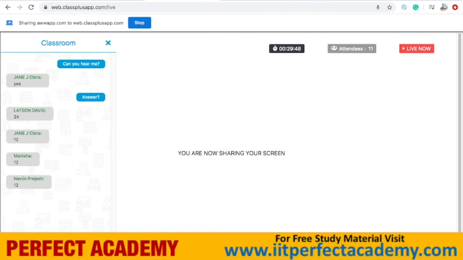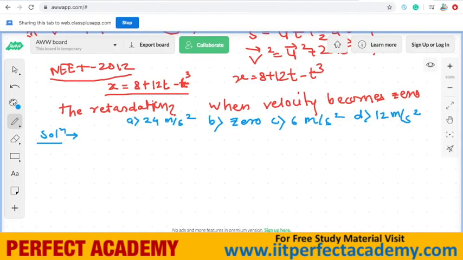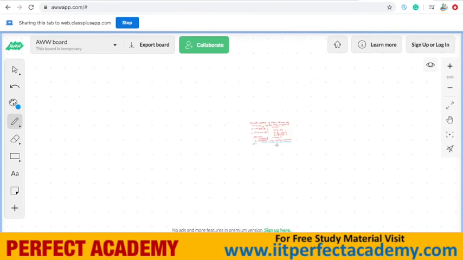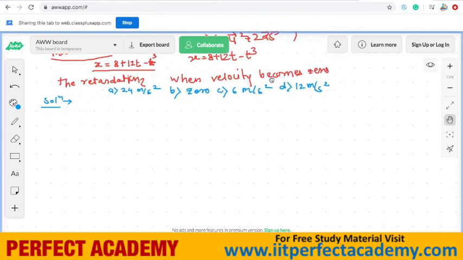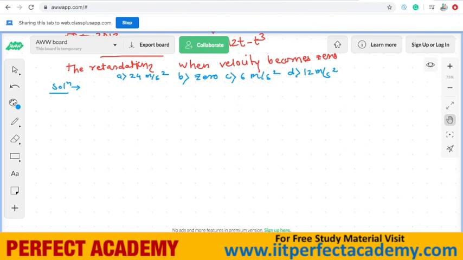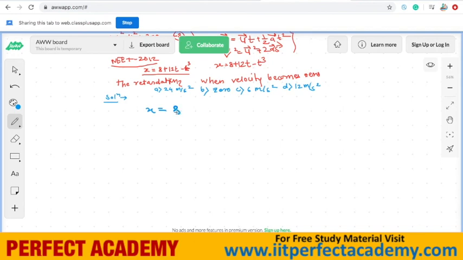Hope others are also working it out. So how to solve this type of problem? See what they have given. They have given a simple equation: x = 8 + 12t - t cube. Now if I find the expression for instantaneous velocity, it will be dx by dt, and it is given by 12 - 3t square.